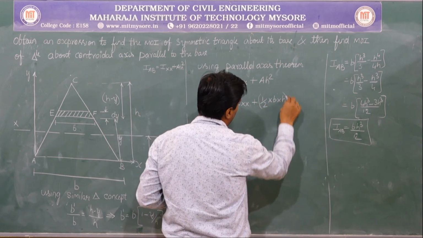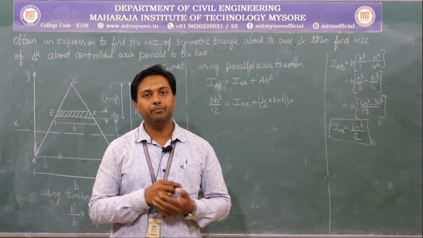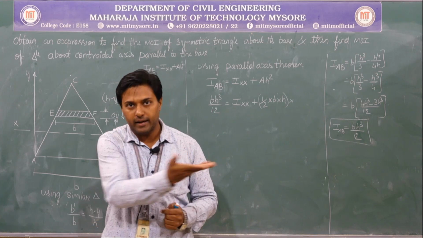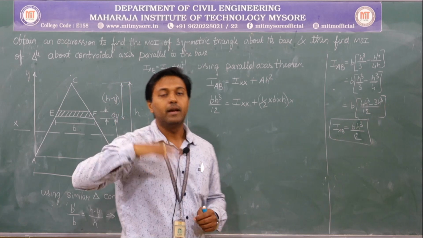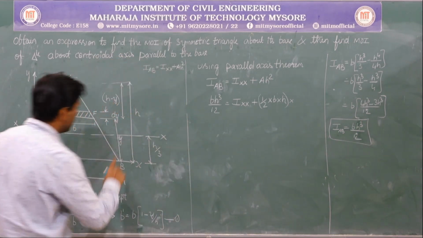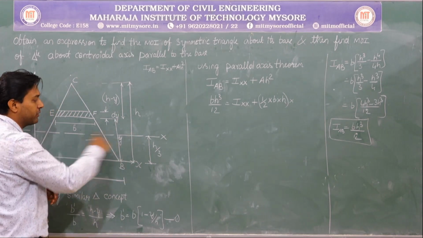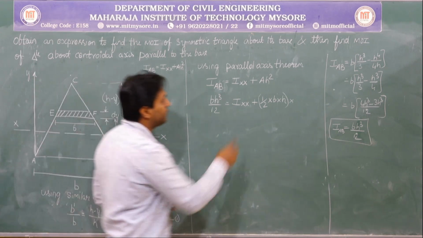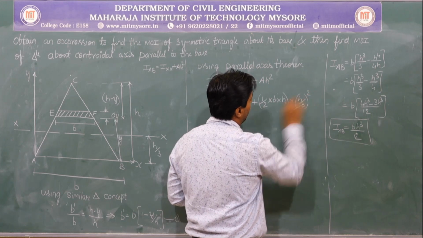I want everyone to remember the parallel axis theorem. What is that H? It is the distance between the reference axis and the centroidal axis. It is the parallel distance, the distance between the two parallel axes. Here, because I want it with respect to the base and with respect to the centroidal axis, what is that particular distance? It is H by 3. So H square is nothing but H by 3 whole square.